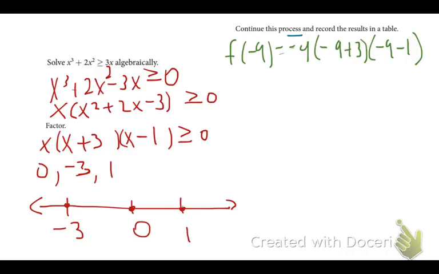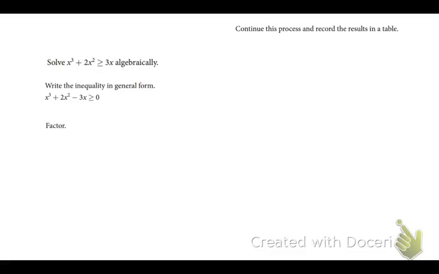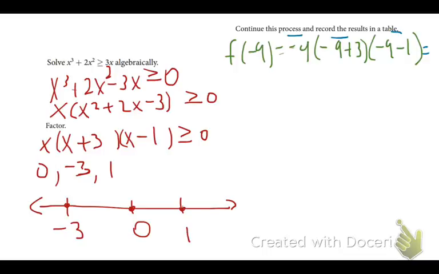What's -9 plus 3? Positive or negative? -6 would be negative. And -9 minus 1 would be -10. So that would be negative. So if I multiply a negative times a negative times a negative, what's that going to give me? It's going to give me a negative. Okay. So you're going to come over here from -3 to negative infinity. That is a negative. So you're going to put the negative down here at your number line.